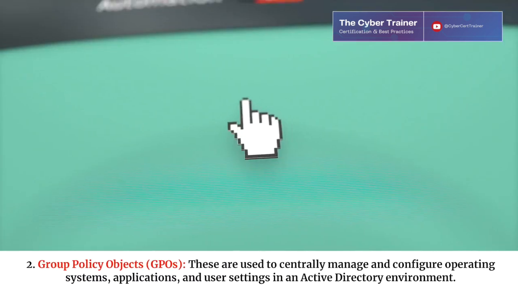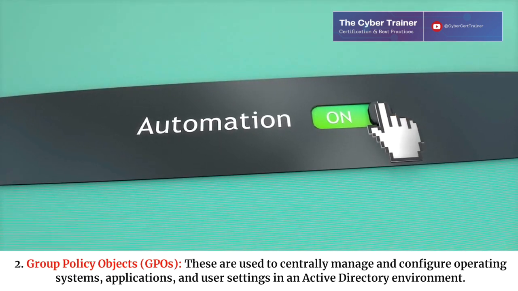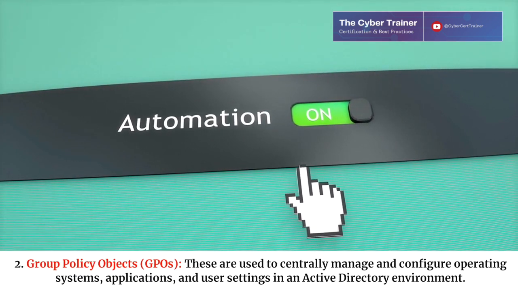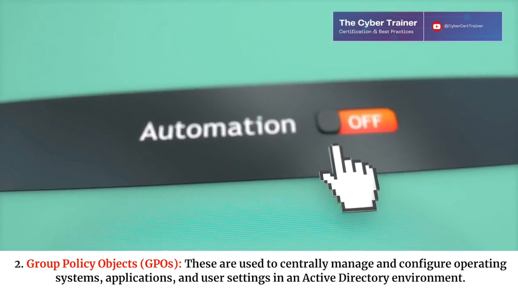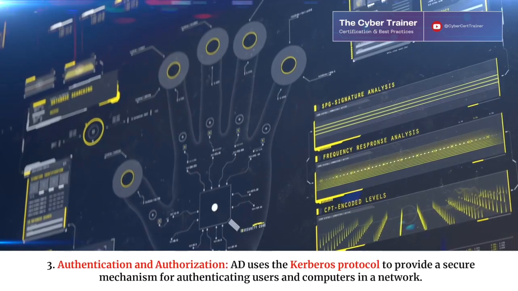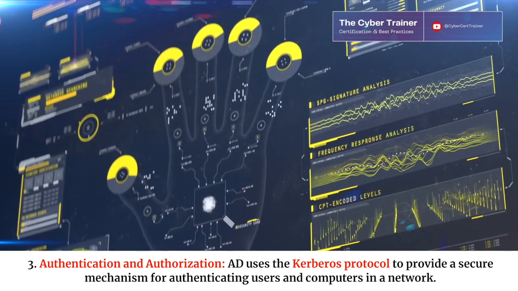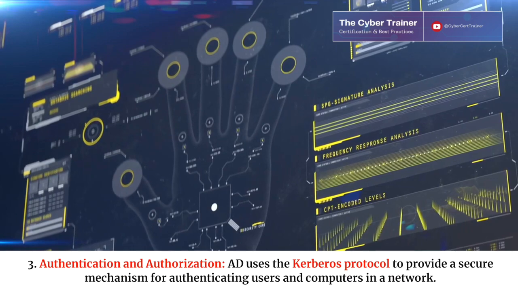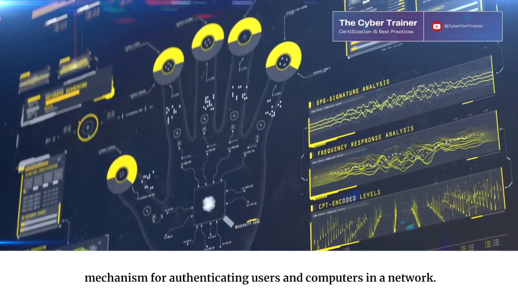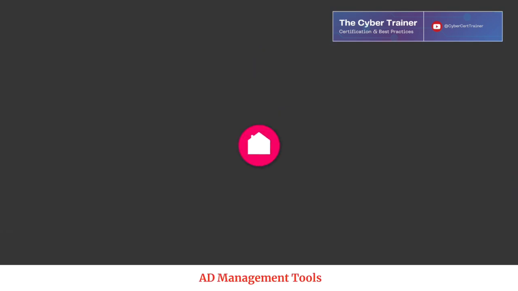2. Group Policy Objects, GPOs. These are used to centrally manage and configure operating systems, applications, and user settings in an Active Directory environment. 3. Authentication and authorization. AD uses the Kerberos protocol to provide a secure mechanism for authenticating users and computers in a network. AD management tools.